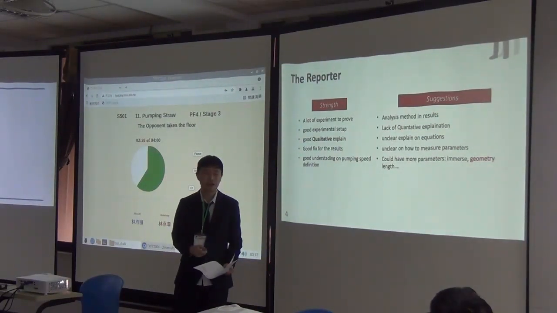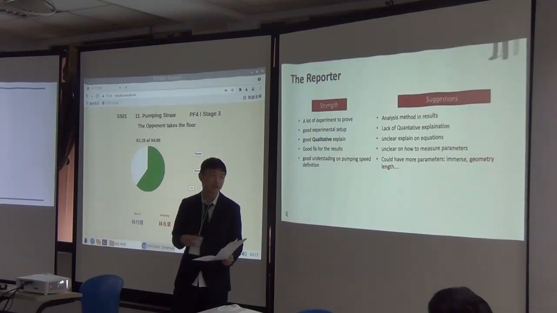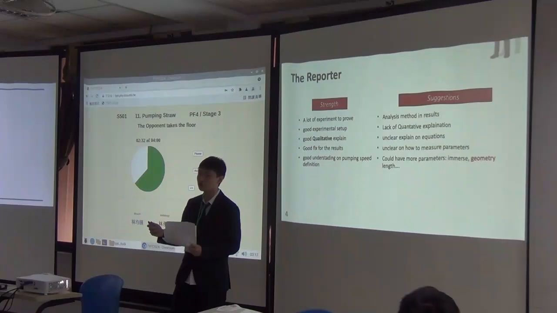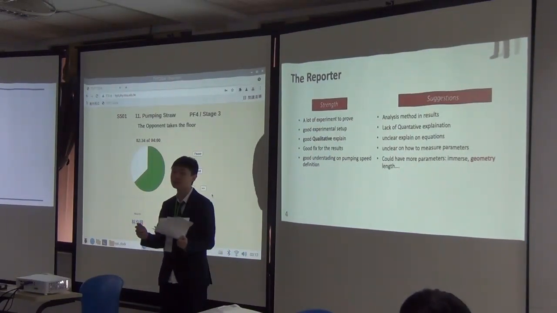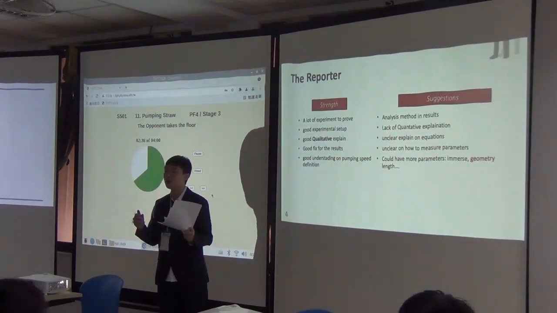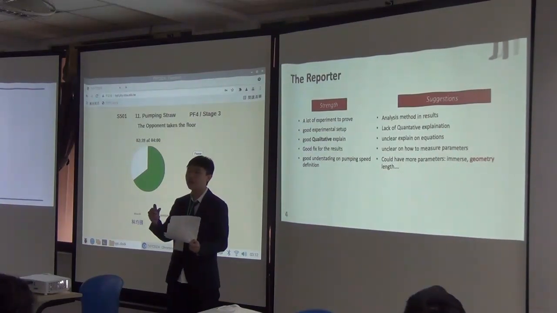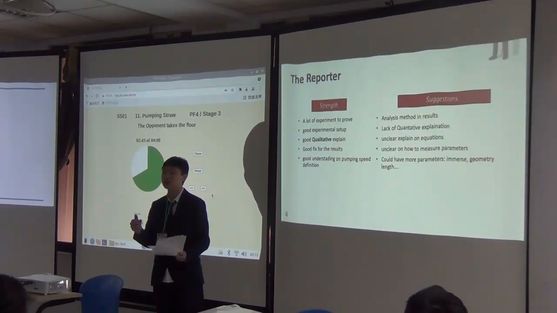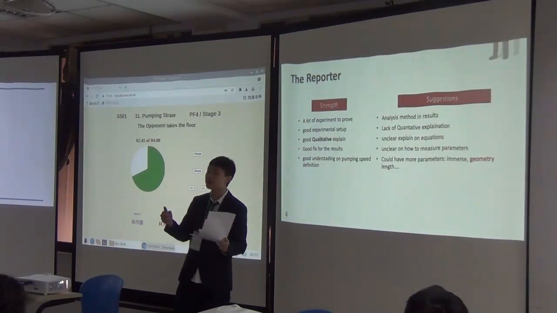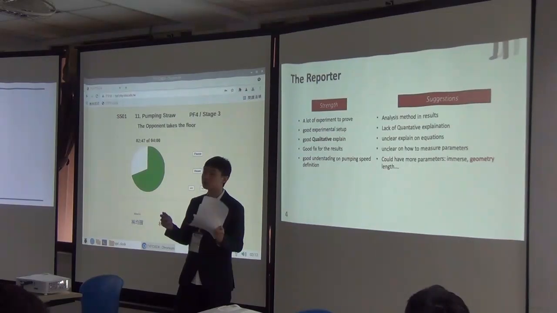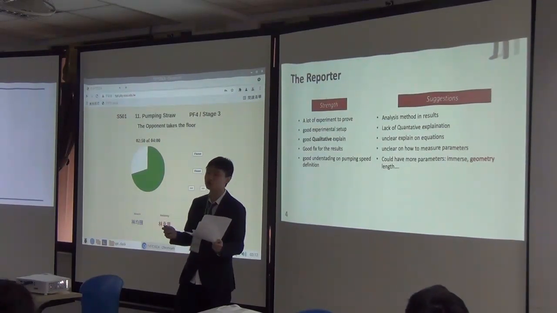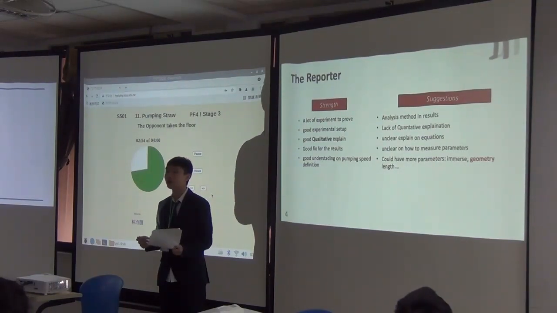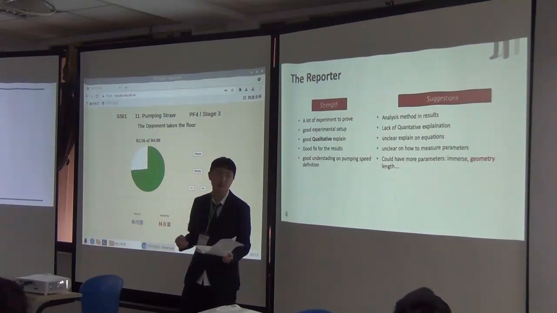And also, there could have been more parameters, as we discussed: the immersed depth, the geometry, the length, and also the diameter of the pumping straw, which will cause the viscosity of the water to change in very thin conditions, although the capillary effect will be large. And as for the thick case, as the pumping straw gets thicker, they need an extremely big angular velocity to pump the water out. So we considered that the diameter of the pumping straw would be one of the important parameters discussed in this problem statement.